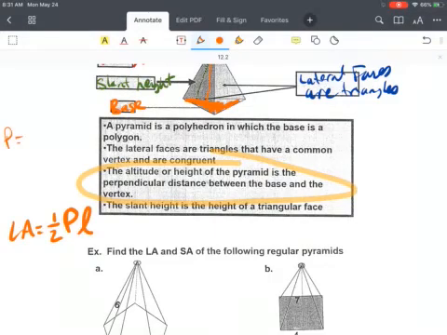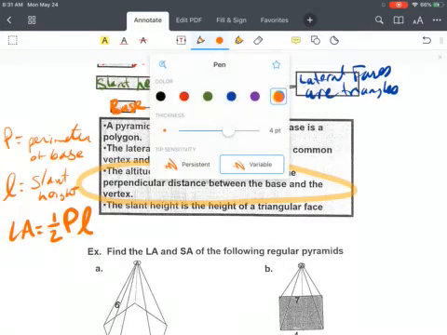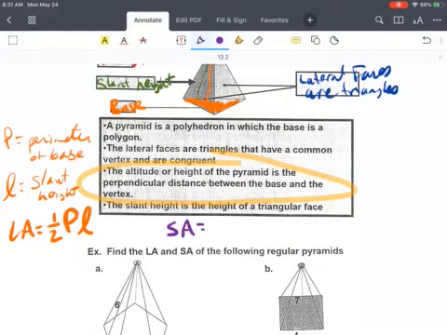So we need to remember that P is the perimeter of the base and L is the slant height. And then for surface area, just like always, we need to take our lateral area and add the area of the base.